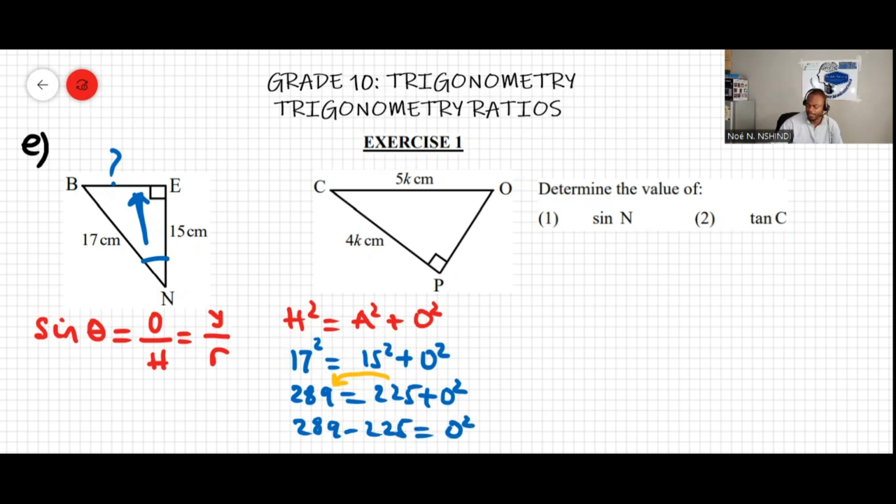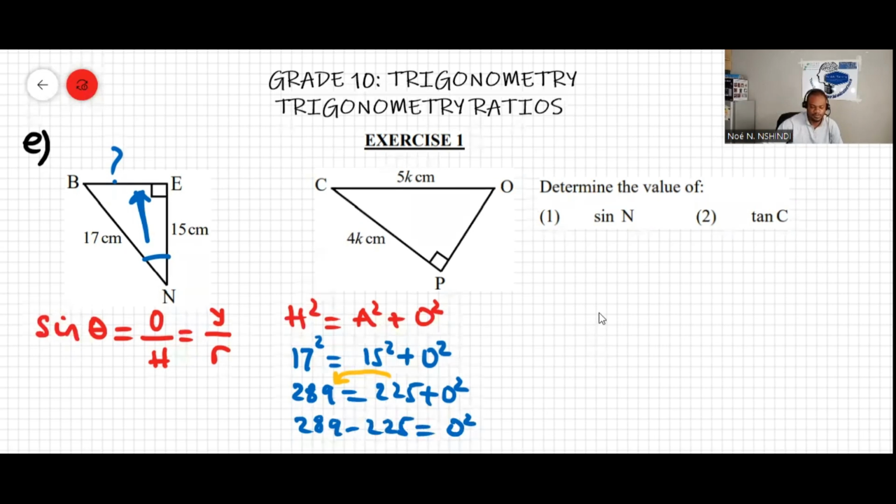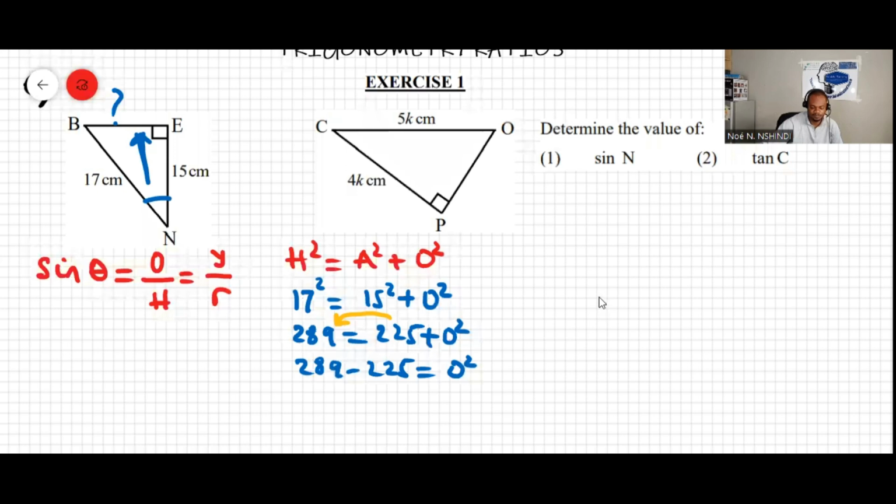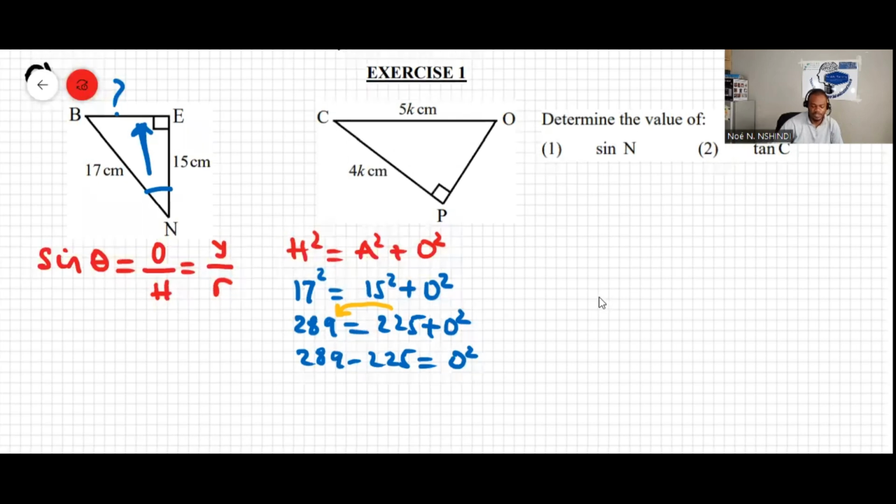Move a little bit up there. And then 289 minus 225 equal to 64, and then I have o squared. Now to get the value of that, I need to square root both sides. Of course this will give me plus minus 8.